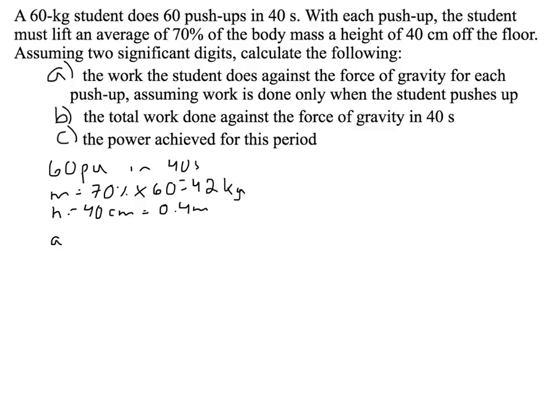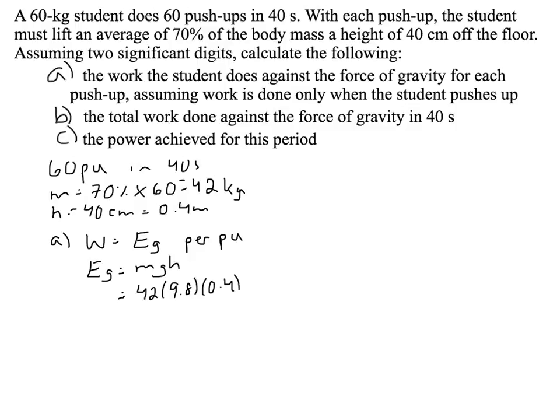So for A, we're asked for the work. Work is going to be EG per push-up. EG equals MGH, 42 times 9.8 times 0.4 equals 160 joules.